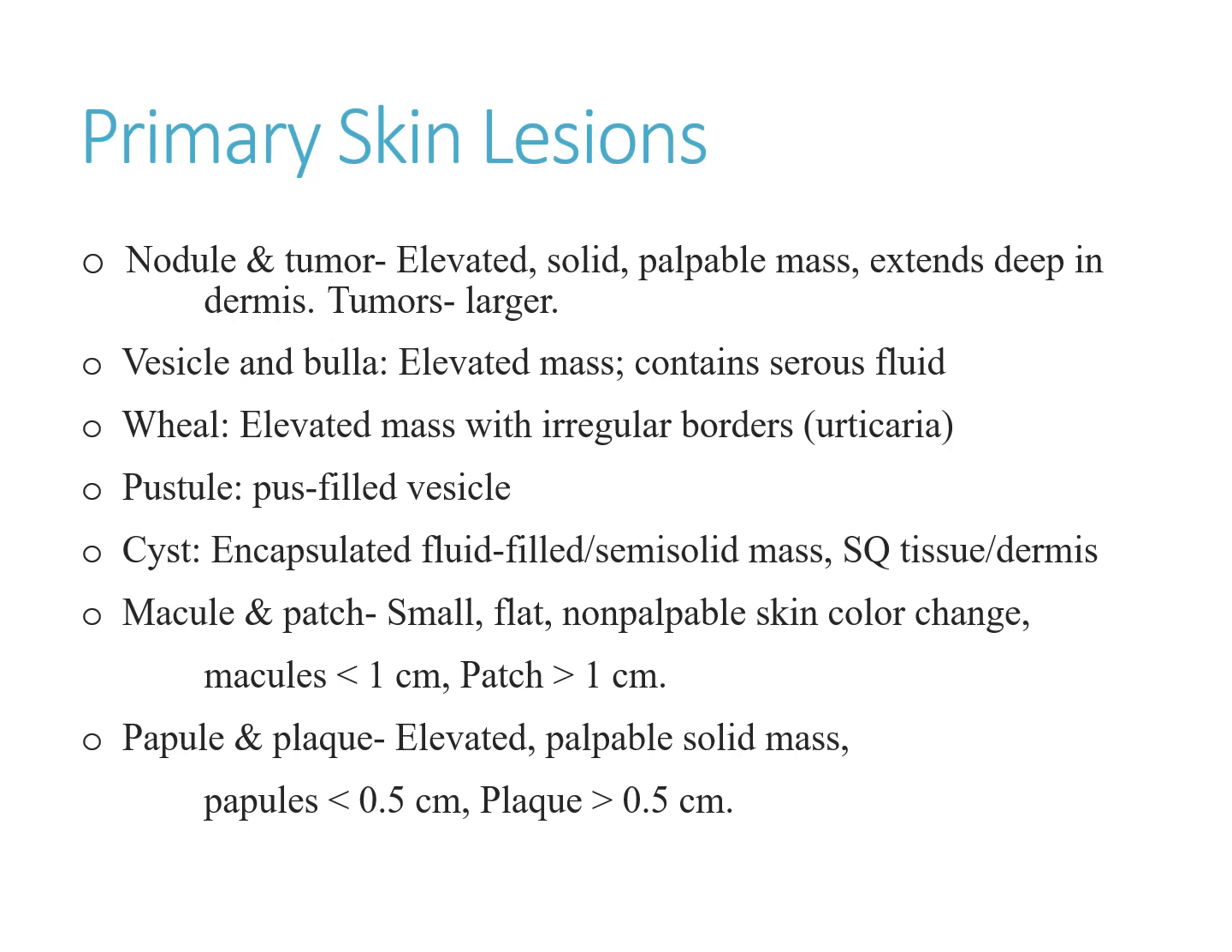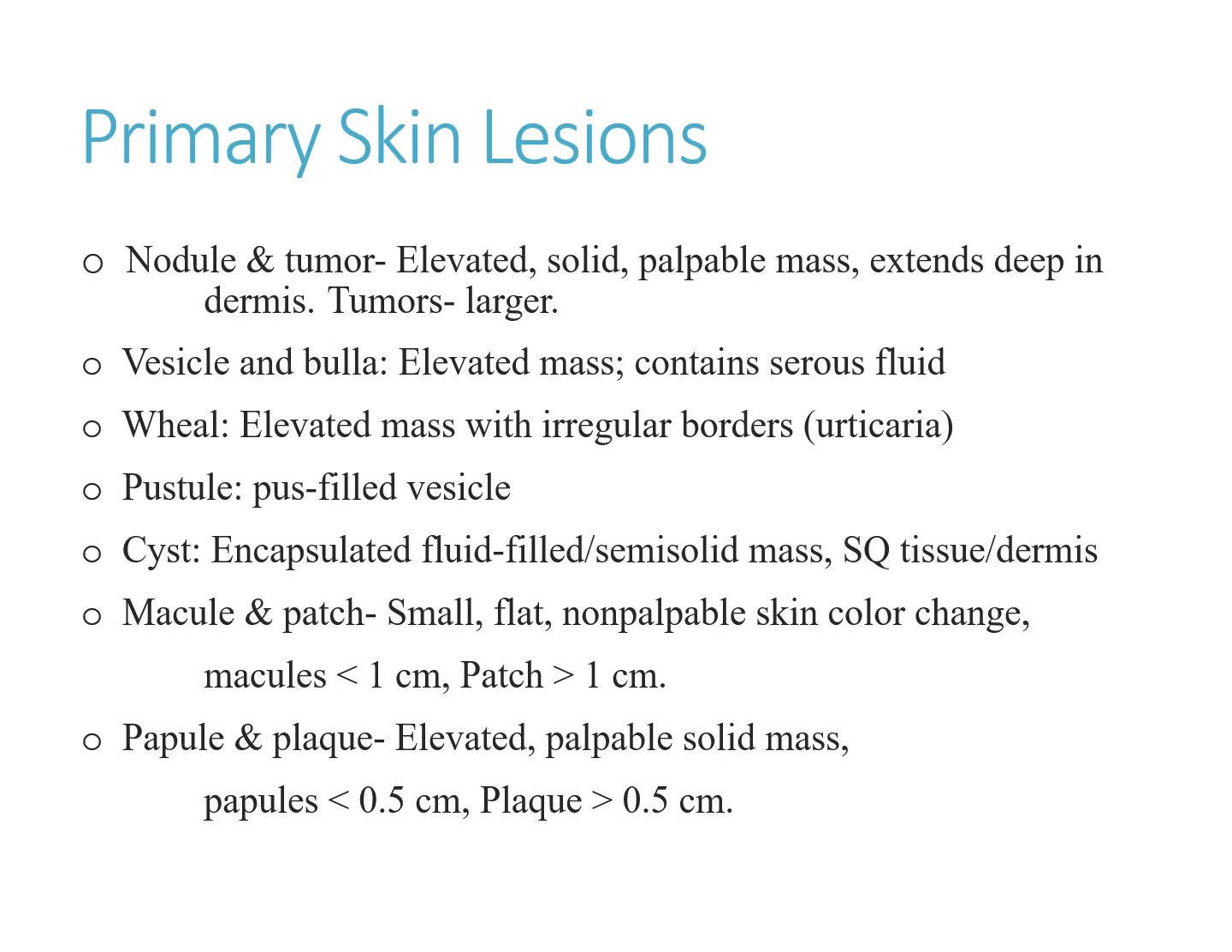The vesicles or bulla, these are serous fluid-filled, elevated lesions. The wheal is an elevated mass that has irregular borders, and we see that with urticaria. Hives, those are very itchy, but they have little vesicles there. Pustules are pus-filled vesicles. A cyst is an encapsulated, fluid-filled, semi-solid mass. So it's subcutaneous tissue into the dermis, but it's a semi-solid mass. That is the big difference.